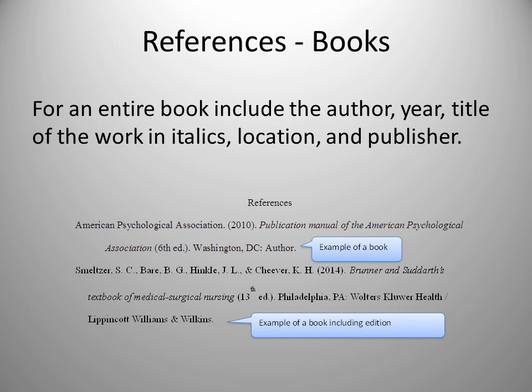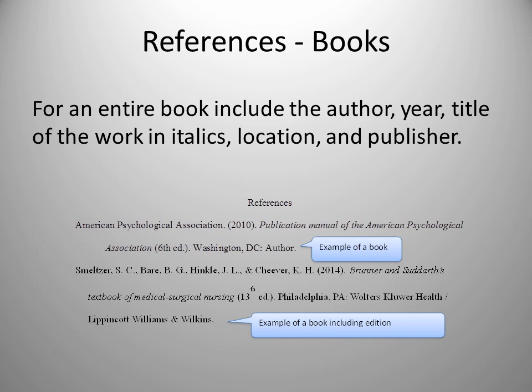So if we were to re-alphabetize inside of the journal and put Bear, Cheever, Hinkle, and Smeltzer, I think we'd have some very angry authors, because those that are up front contributed more. So when you're alphabetizing, we're only alphabetizing by the first author's last name. So in this case, we have A for American Psychological Association, and then the Smeltzer comes second in our list. And we can see here the hanging indent in our reference list.